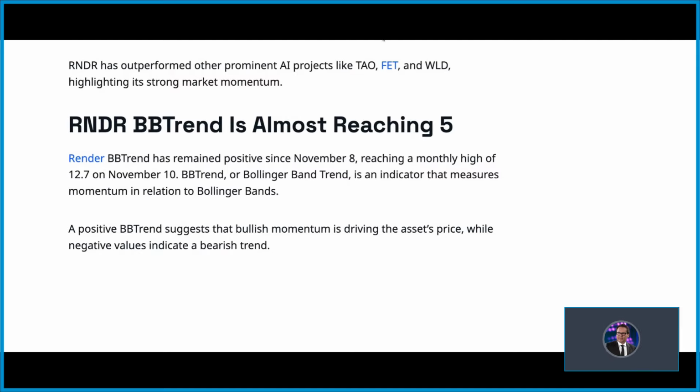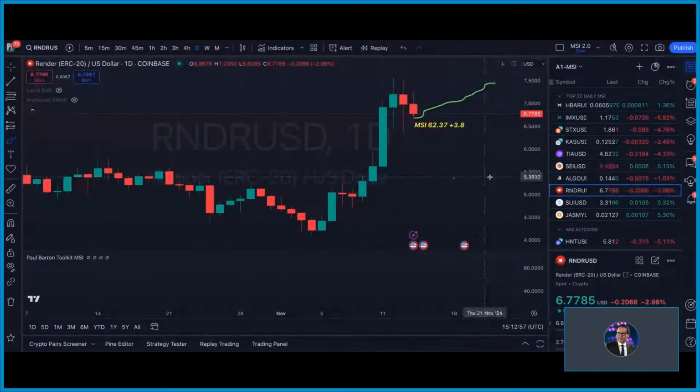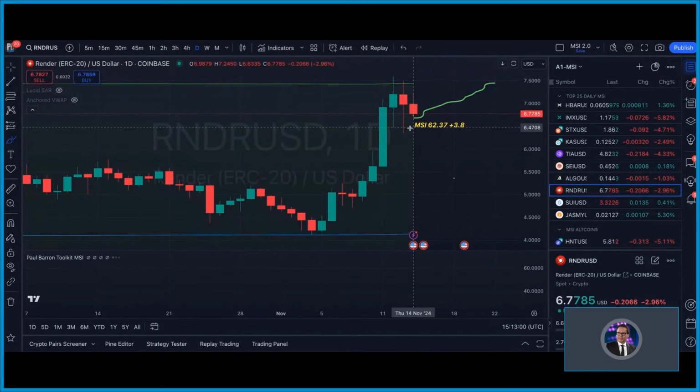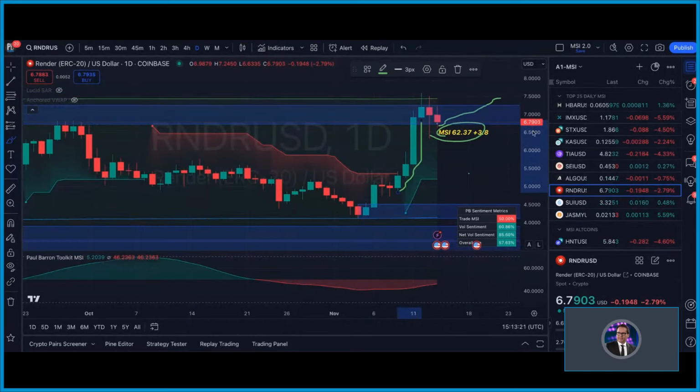Let me go back over here to the chart. We'll just dive into Render and take a look at this. Now, right now, the MSI rating is a 62.37. That was as of this morning when we were recording this, but it's up 3.8. So just after the 2 down days that we've had with Render, now trading around 678, this could get pretty heated up with Render after what was a nice move up on these candles, and well-deserved, I think, for a lot of people. But I want to zoom out.